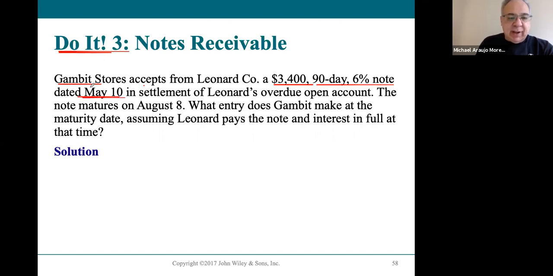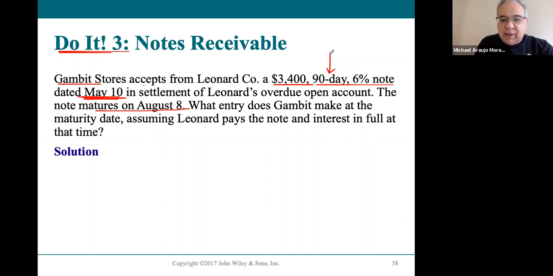Now this is interesting, right? This is in days, not in months, right? So if you started counting, you don't count May 10th, you count from May 11th, and you count 90 days, this thing matures August 8th. Because literally you are counting specifically 90 days on the calendar. You don't start on May 10th, you start on the 11th for 1 day, right?